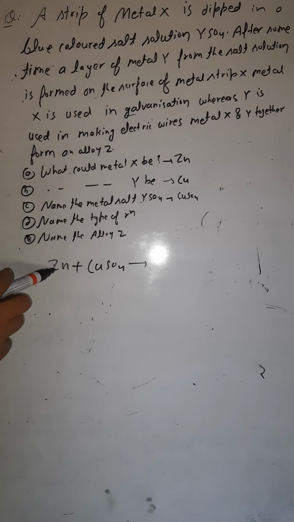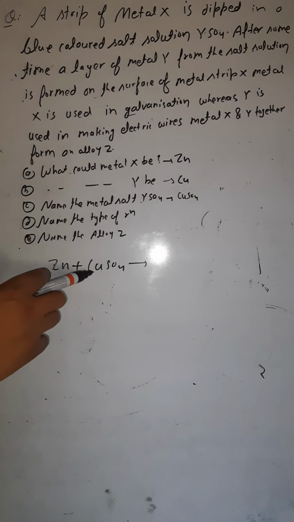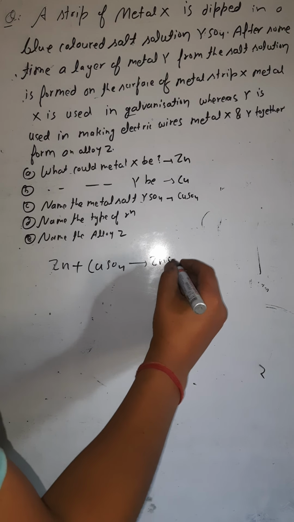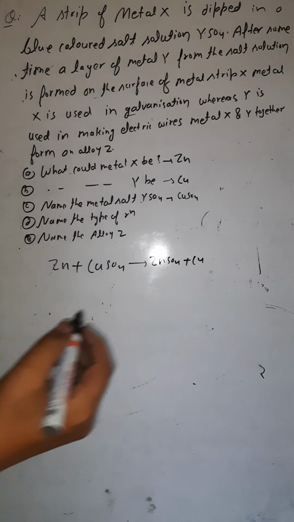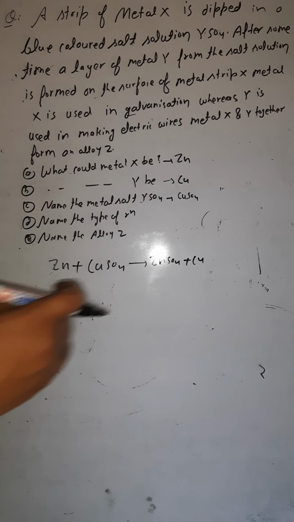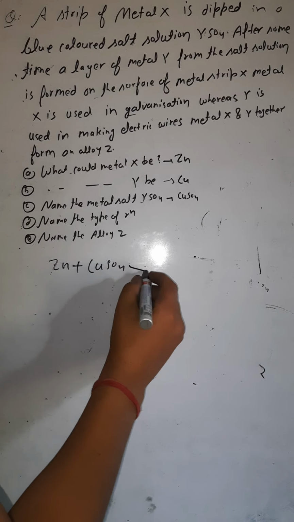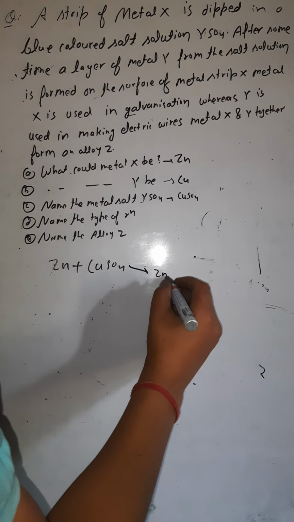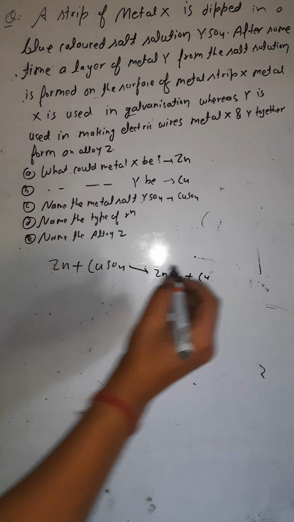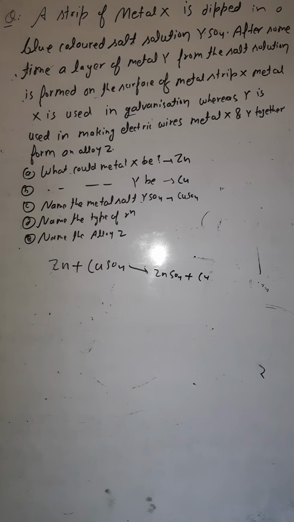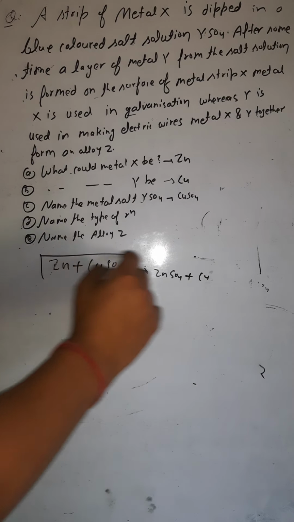So zinc definitely is going to displace this copper from here, so it would form zinc sulfate, ZnSO4. Copper would be displaced from here, so it would form ZnSO4, and copper would be displaced. I'm writing it down because it's not visible there. So this is the reaction taking place here.